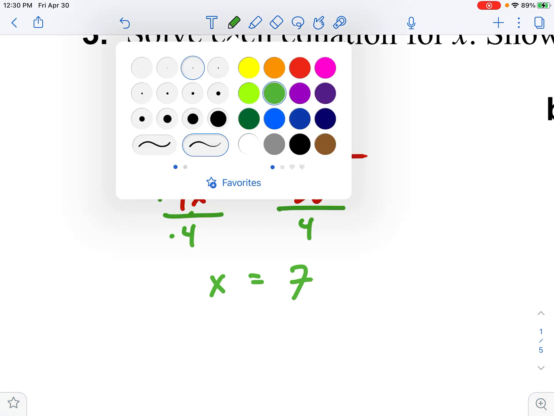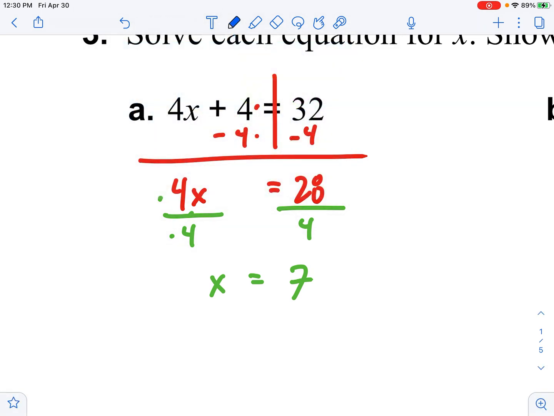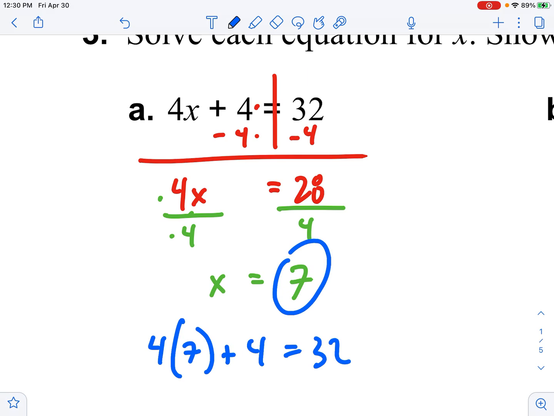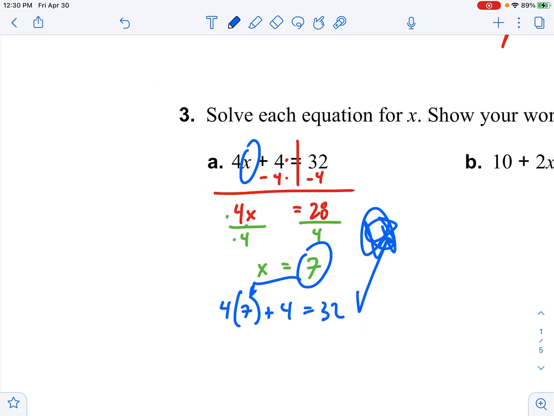Now, I could be super excited that I have an answer and just be done, or I substitute it in and see if it's true. 4 times 7 plus 4, does that equal 32? The reason I put the 7 in right here is because I found out what x is. x equals 7. So 4 times 7 plus 4 is 32. Fiery check mark. That answer is right.